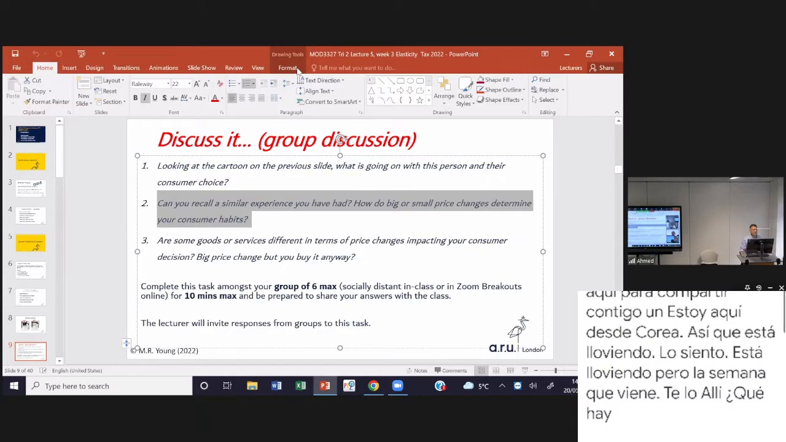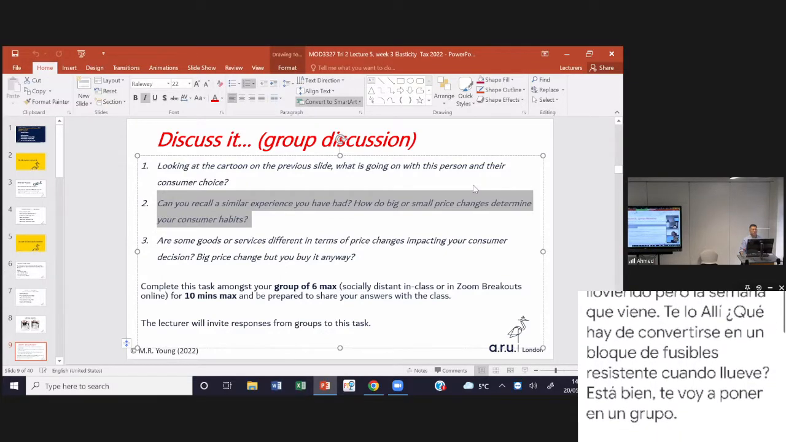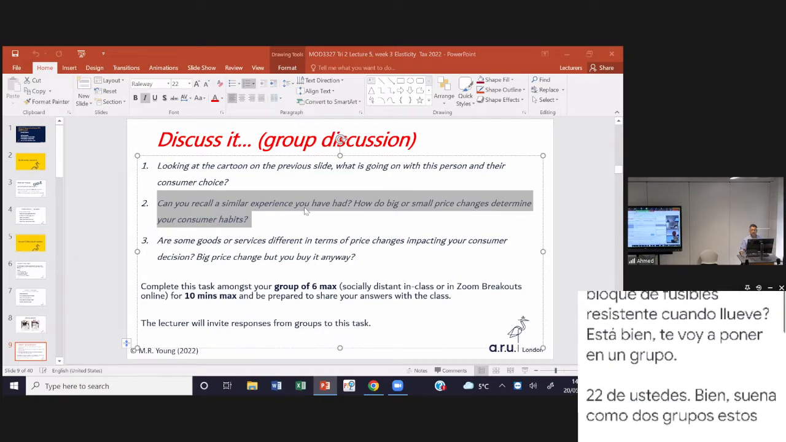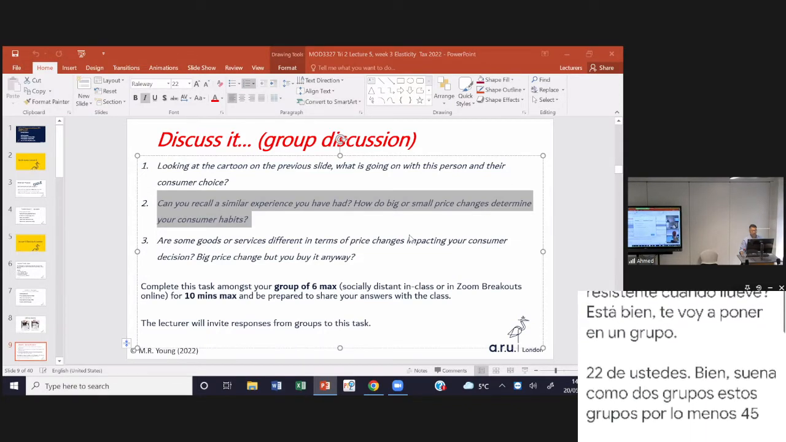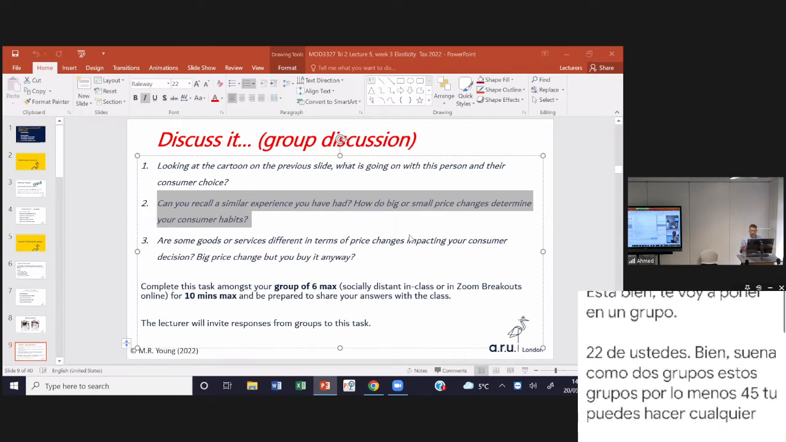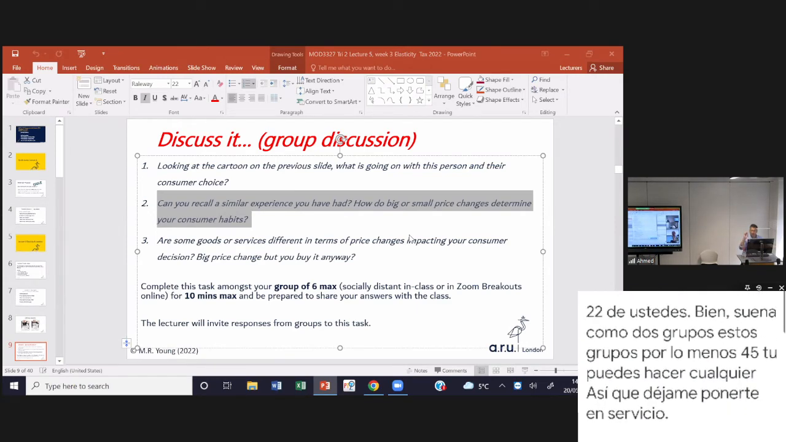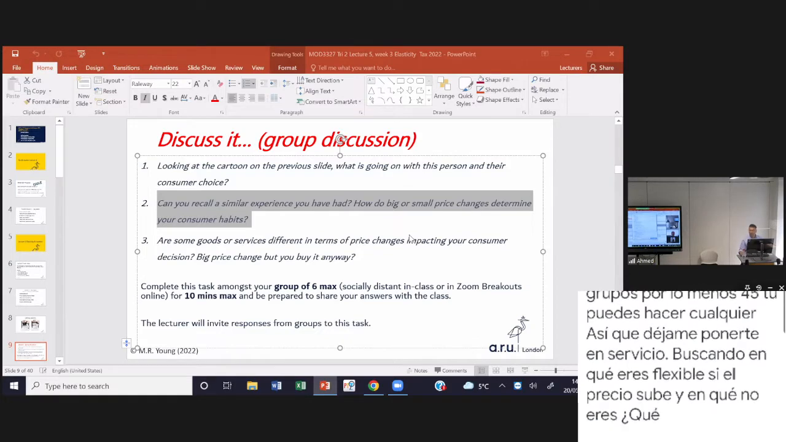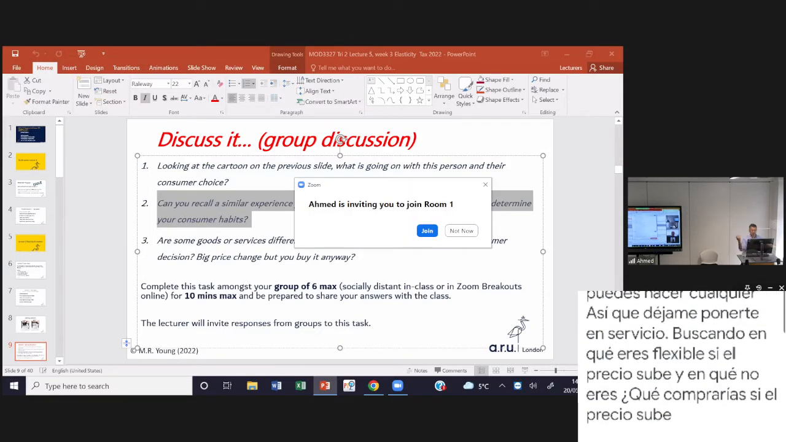Okay, I'm going to put you in a group. There's 22 of you. That sounds like two groups to me, because at least four or five people in each group don't do anything. So let me put you in two. Remember, we're looking for what are you flexible about even if the price goes up, and what are you not flexible about? What would you buy even if the price goes up, and what would you not buy if the price goes up? Can't you form a circle, you guys?